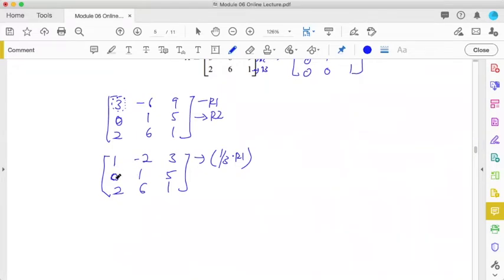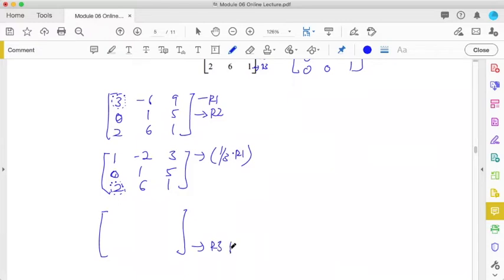0 is fine, and negative 2, we need to change it to become 0. So to change negative 2 to become 0, we can take row 3 plus row 1, but we need to multiply row 1 by negative 2. So that will give us these coefficients. For the row 2, just write it back, and for the row 1, just write it back.